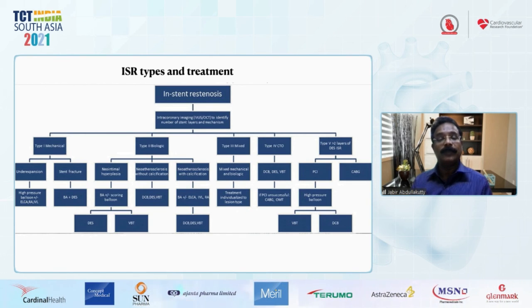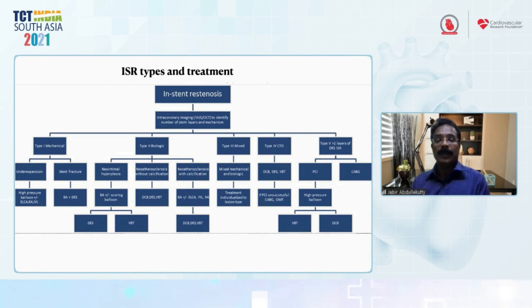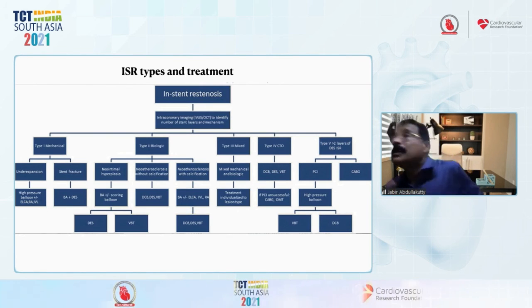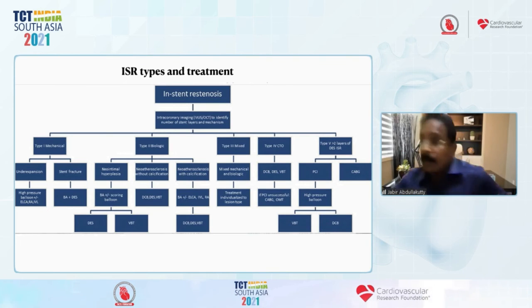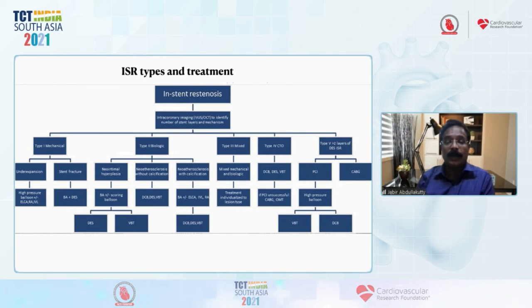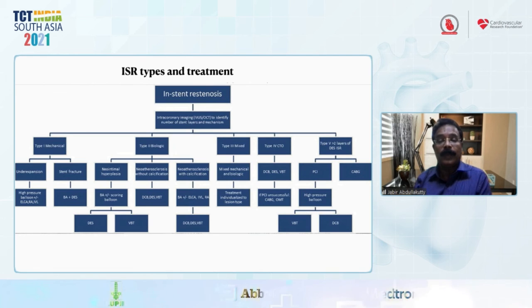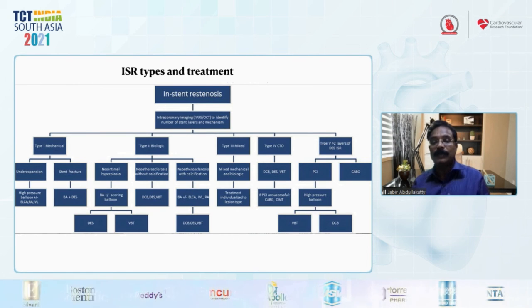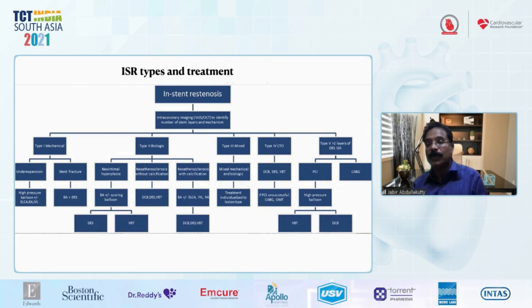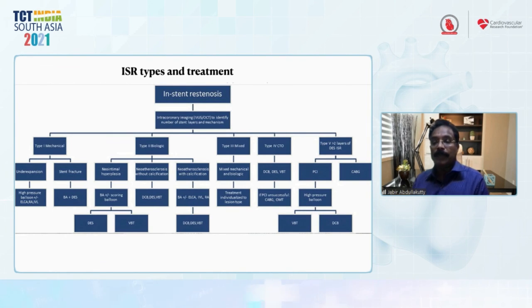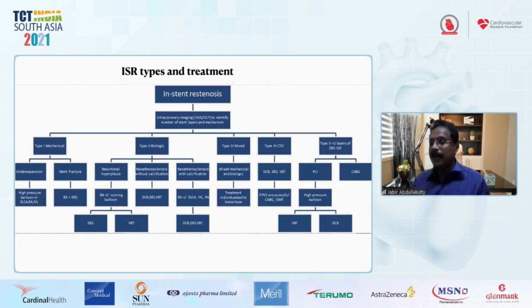With calcification, we may have to go for calcium modification with IVL, rota, or excimer laser, and then the use of a drug-eluting stent or vascular brachytherapy. The mixed one, it is a mixed mechanical and biological, so the treatment is individualized. For CTO, a drug-coated balloon, drug-eluting stent, or vascular brachytherapy. If the PCI is unsuccessful, coronary artery bypass grafting or optimal medical management is the option.